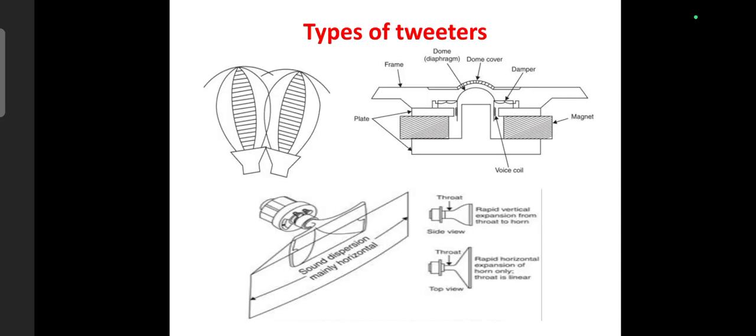This slide shows different types of tweeters used in audio systems. The most common types include dome tweeters, cone tweeters, horn tweeters, and ribbon tweeters. Each type has its own advantages and disadvantages. For example, dome tweeters produce smooth sound, horn tweeters offer high frequency, and ribbon tweeters provide excellent clarity. The selection depends on application, required sound quality, and cost. Professional audio systems often combine different tweeters to achieve better sound performance.